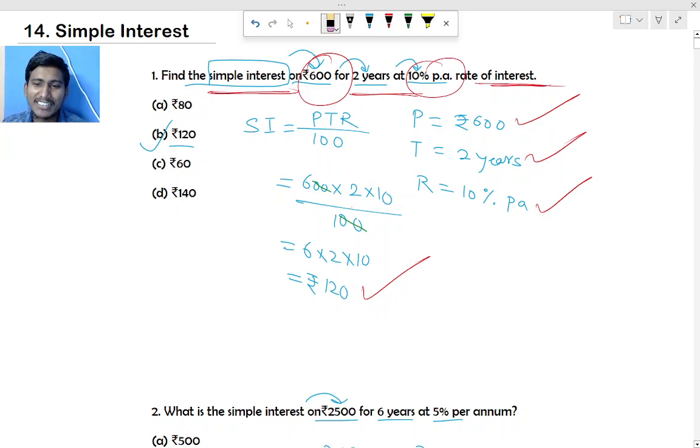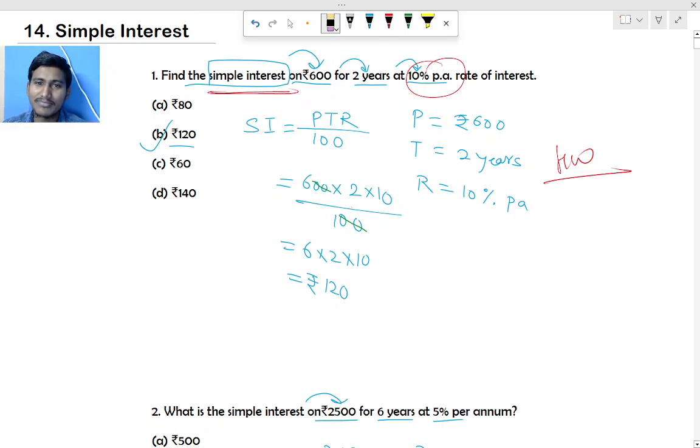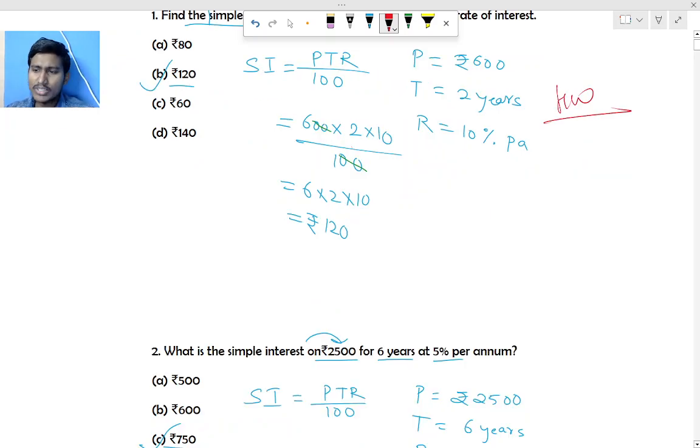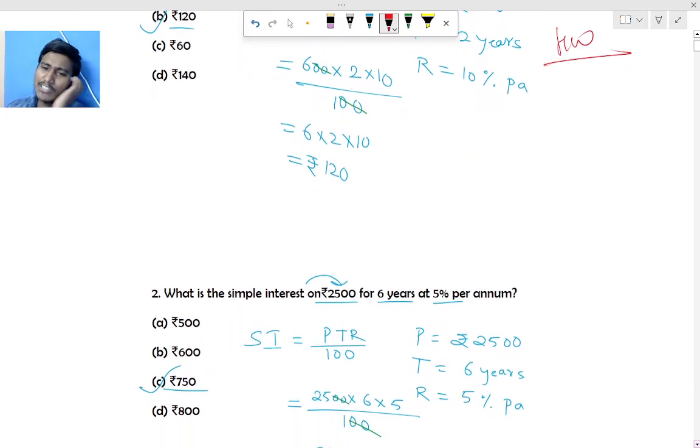Will you do it? This will be homework, okay na? Yes, sir, just now we did. This is very easy. This will be homework, okay? Okay, do it. Now let's go to the next question, the second question. The second question is also the same.